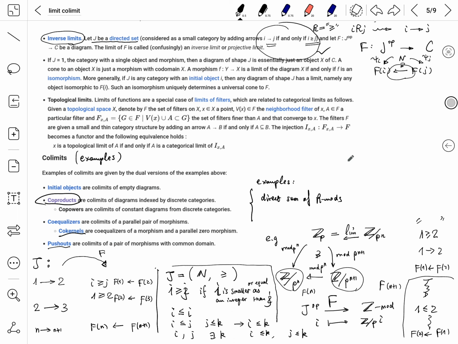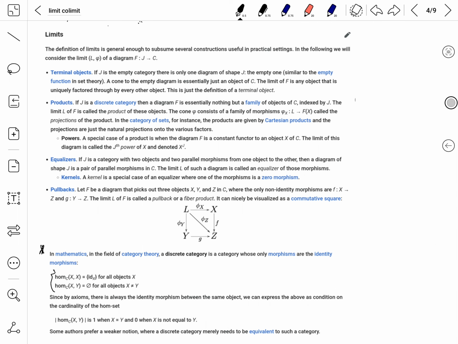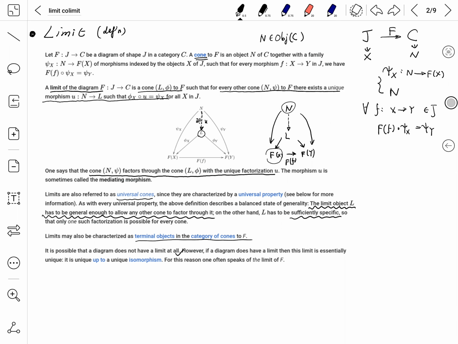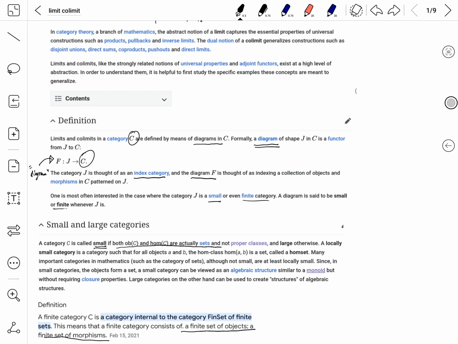Okay, for the convenience of the reader, let's go back to see what the definition of a diagram is. A diagram is an indexing collection of objects or morphisms in C following a pattern in J. A diagram of shape J is a functor. That's all it is.